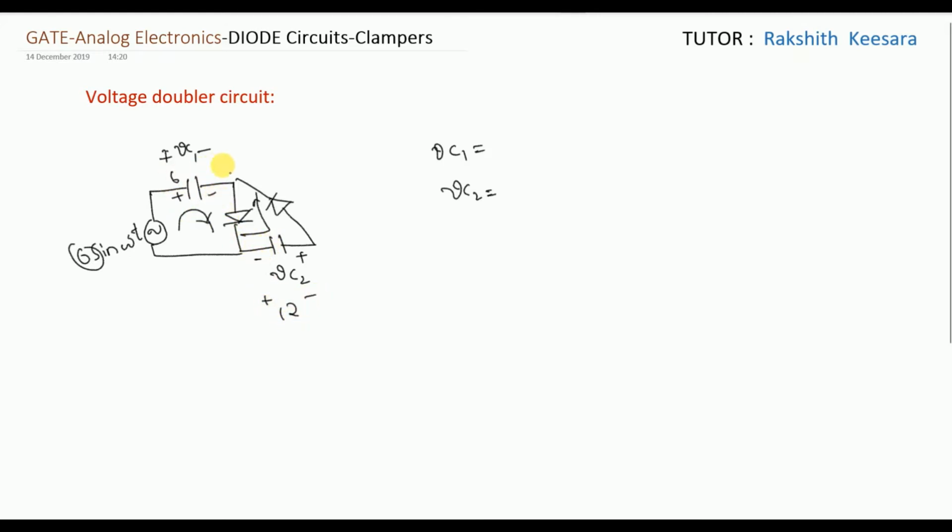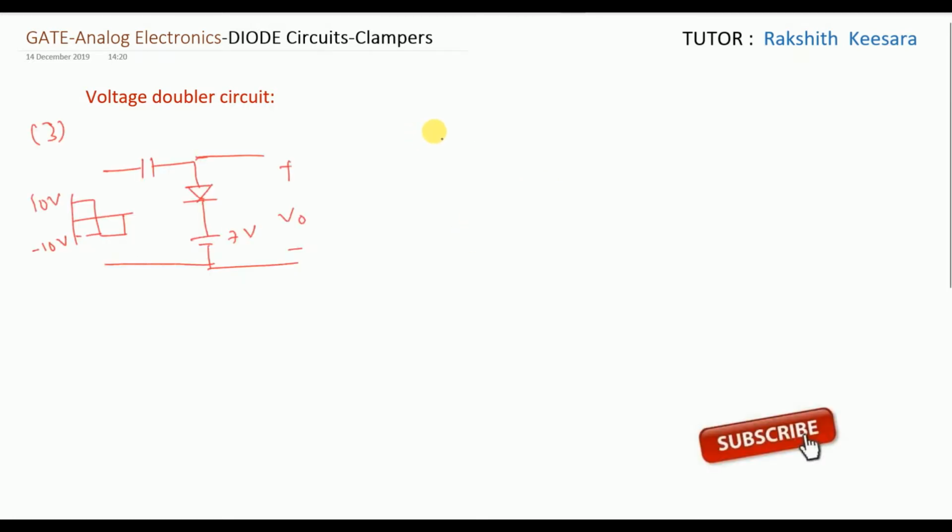So what will be Vc1? Vc1 will be 6. Vc2: he has given the negative polarity, meaning reverse polarity, but the original polarity is this one. So what should you write? Vc2 is minus 12. That's it. So next question.